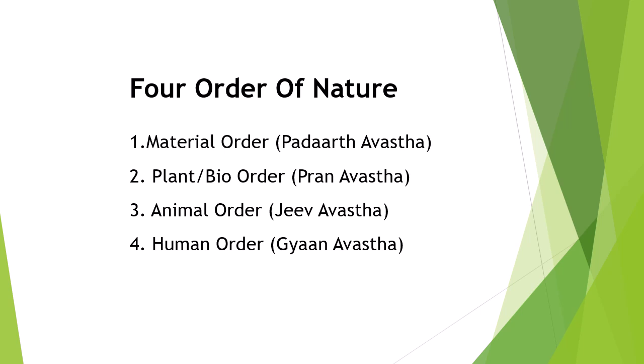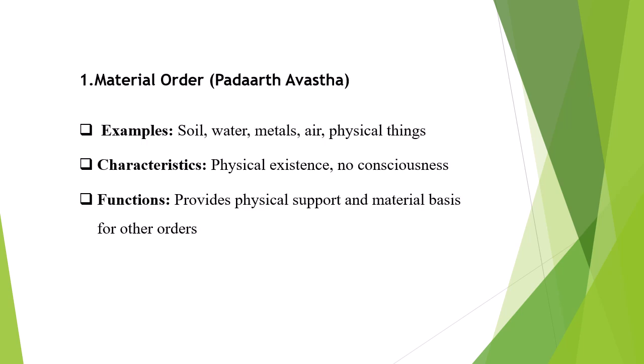Let's see the four orders of nature one by one. First, material order, plant bio order, animal order, human order. First, material order. Material order refers to all inanimate, non-living entities in nature that exist physically but do not possess life or consciousness.